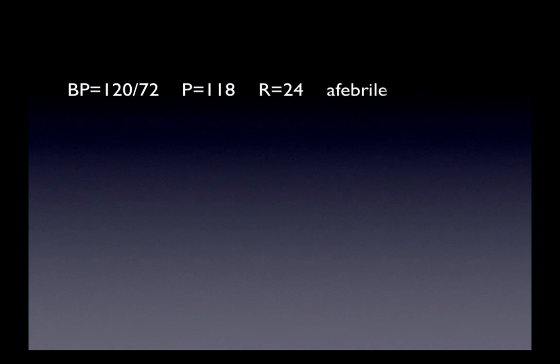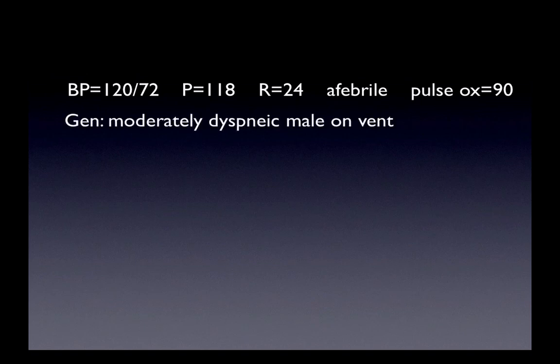So let's take a look at his physical exam. Again, ultrasonography should never replace the physical exam. It should enhance it. Blood pressure is 120/72. He's tachycardic at 118 and tachypneic with a respiratory rate of 24. He's afebrile and his pulse oximeter is at 90%. His general appearance is that of a moderately dyspneic male patient.